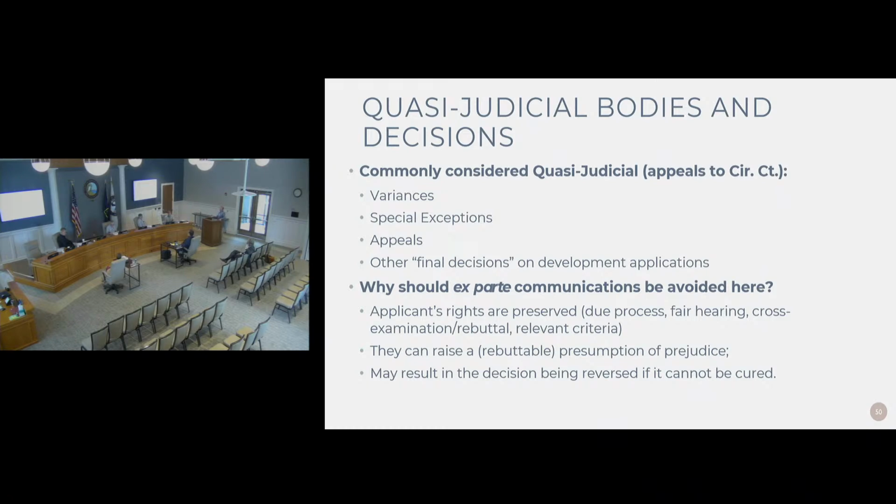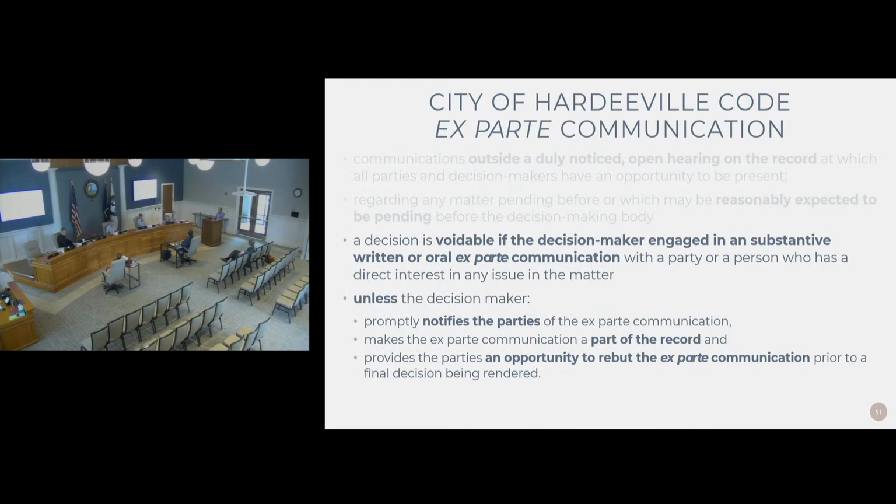It could potentially come to play. Sure, and so that's a good contrast, I think, for the council. It can result in the decision being reversed. Now, we'll get to this in a second, but if there's ex parte communication, it can be cured, and sometimes it's harmless. So that's just something you have to deal with as part of the process.